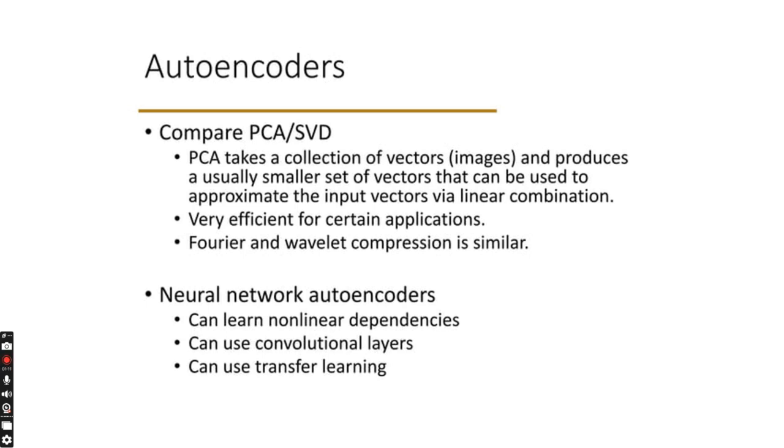Let's compare with PCA. PCA takes a collection of vectors, that is the images, reduces the vector set and extracts the features, usually producing a smaller set of lower dimensional projections. PCA is very efficient for certain applications, like Fourier and wavelet compression.